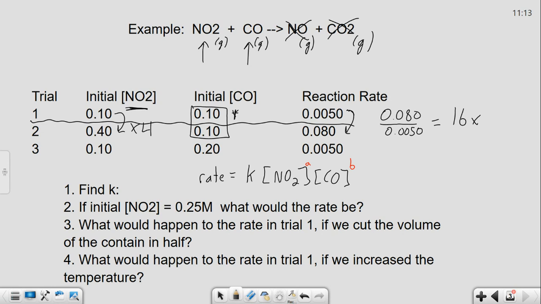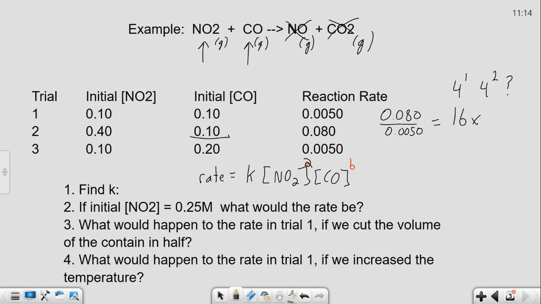So my initial concentration went up 4 times. My reaction rate went up 16 times. Now, is that 4 to the power 1 or 4 to the power 2? Well, 4 to the power 2, obviously. So we now know that this reaction is second order in nitrogen dioxide. So I'm going to write that down here in my rate law. I've just found out that it is second order in nitrogen dioxide. If I double my nitrogen dioxide, it goes 2 times 2. 2 squared, actually. It goes up 4 times. So it's second order. All right. So that's nitrogen dioxide.